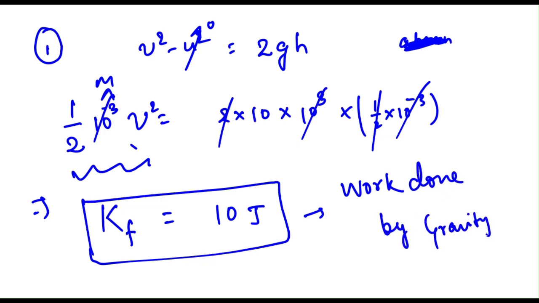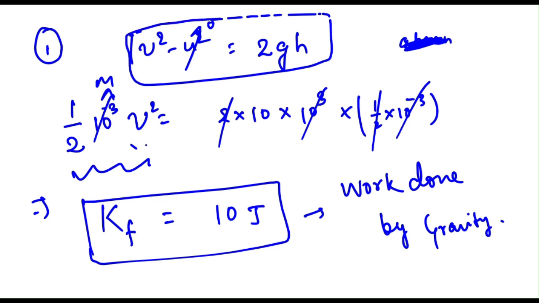Work done by gravity or gravitational force. So if there is no resistive force or drag force, the final velocity we can give this way: v square minus u square equals 2gh, and then we can obtain 1 by 2 mv square, that is the final kinetic energy, and we know the change in kinetic energy is equal to work done. Here the kinetic energy of this raindrop is increasing due to external work done by the gravitational pull on the raindrop, and that work done is 10 joule.